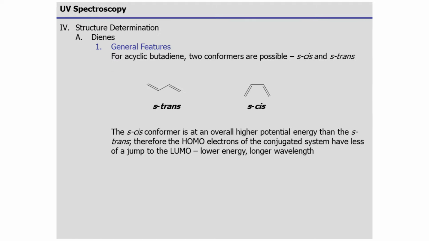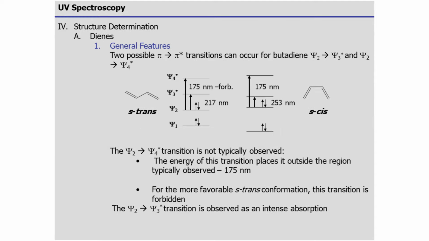For acyclic butadiene, two conformers are possible: S-cis and S-trans. The S-cis conformer has a higher potential energy, resulting in a lower energy, longer wavelength transition for the HOMO electrons. In butadiene, pi-to-pi transitions can occur for both S-cis and S-trans conformations.